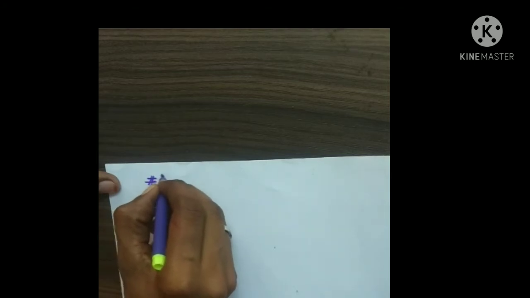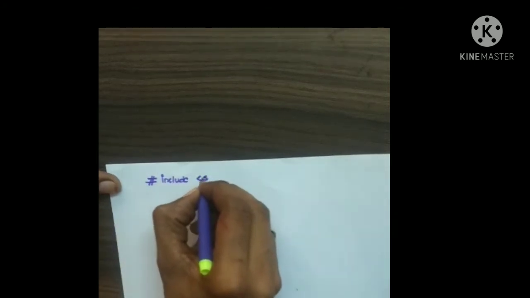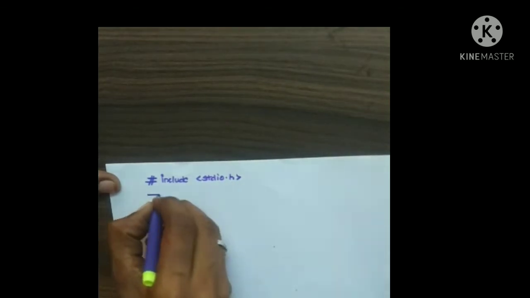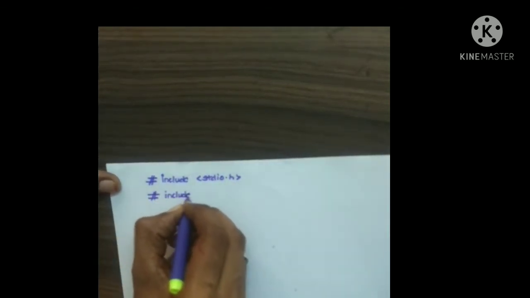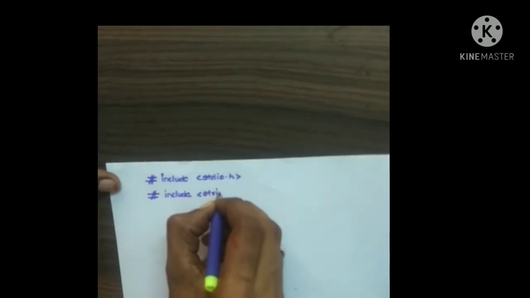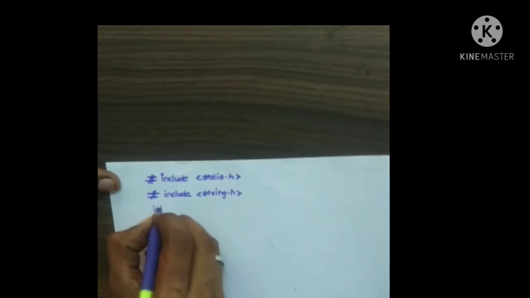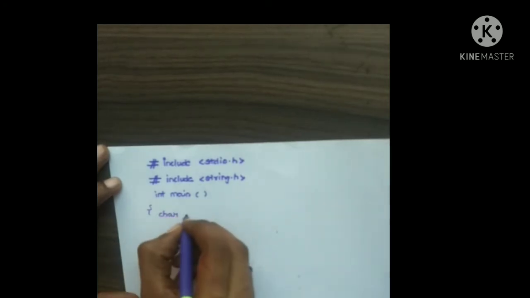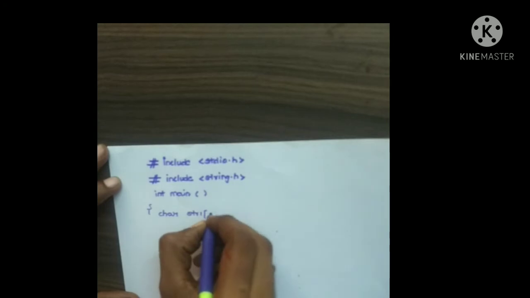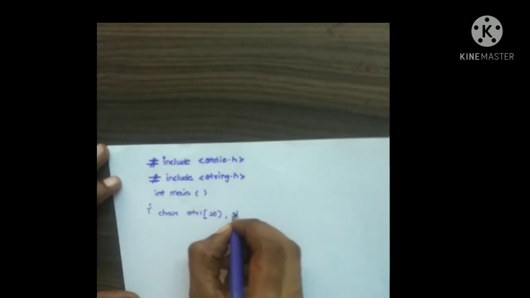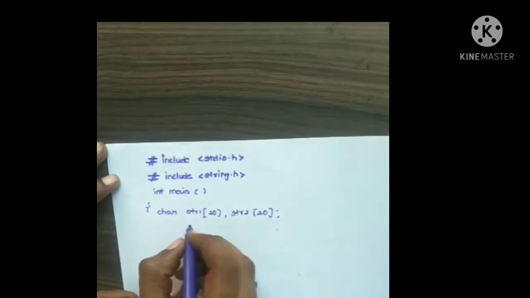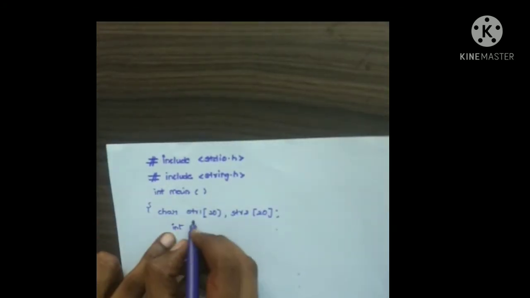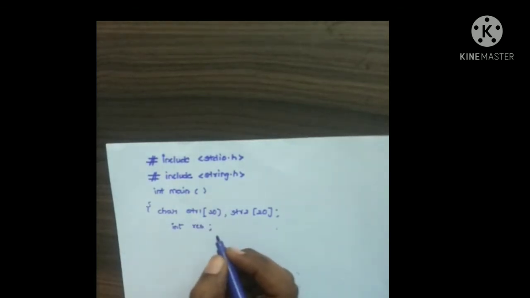So again, I have to write #include <stdio.h> and #include <string.h>, then main, in which I am going to declare two character arrays called str1 with size 20 and str2 with size 20, and an integer variable called result, because I have to tell whether the two strings are equal or not.